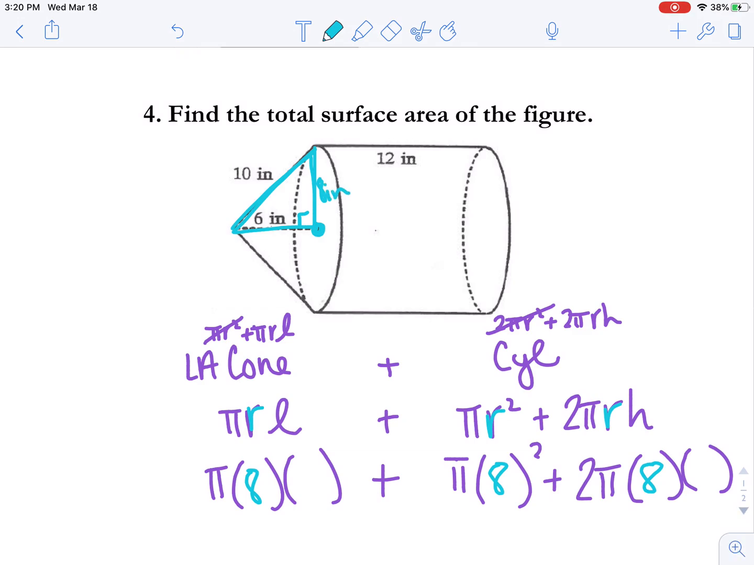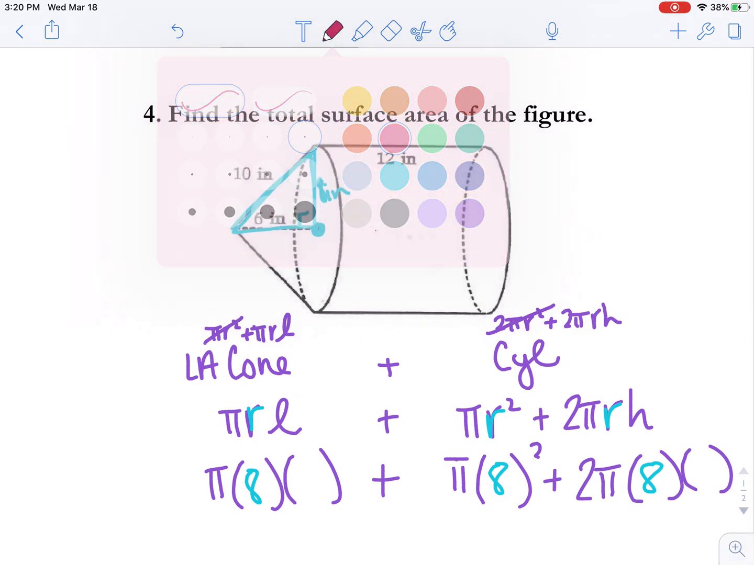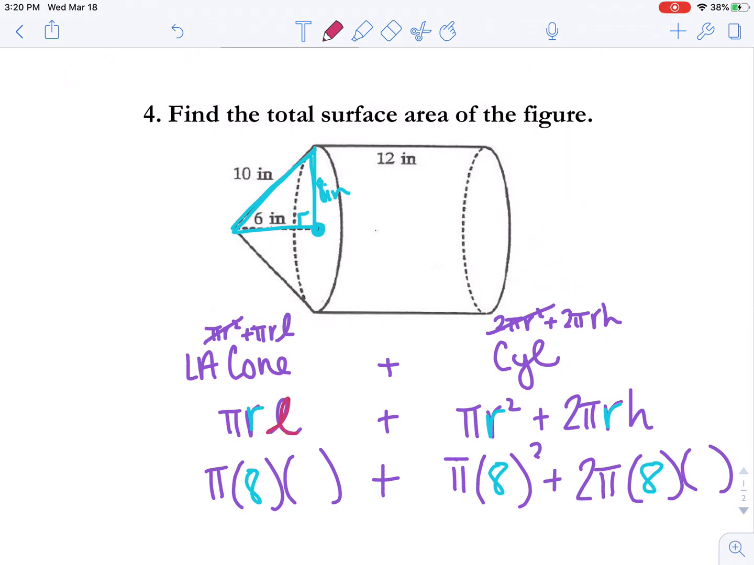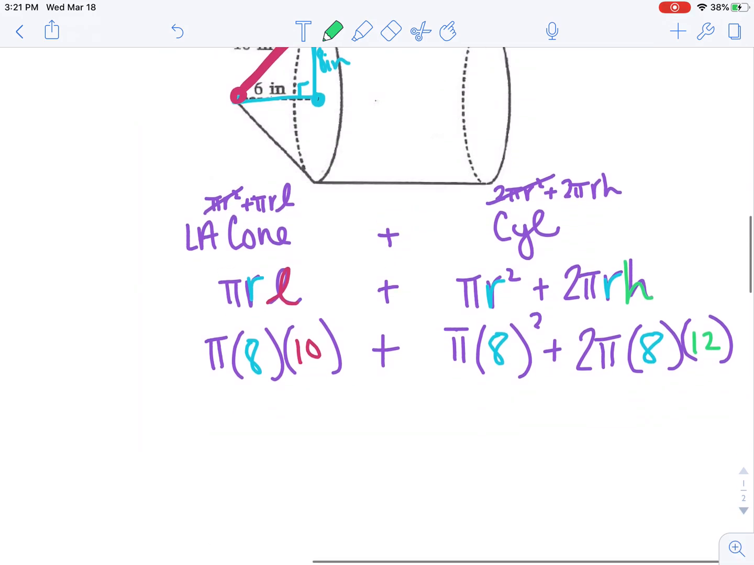All right, so I'm just going to go one by one. For my cone, I need the slant height. The slant height is the slanted portion of our cone, which they gave us as 10, so that was nice and easy. And now we need the height of the cylinder. The height, remember, is the distance between the two circles, which is 12. So I can plug those in here, and now I can just multiply through. So we have 80 pi plus 64 pi plus 2 times 8 times 12.